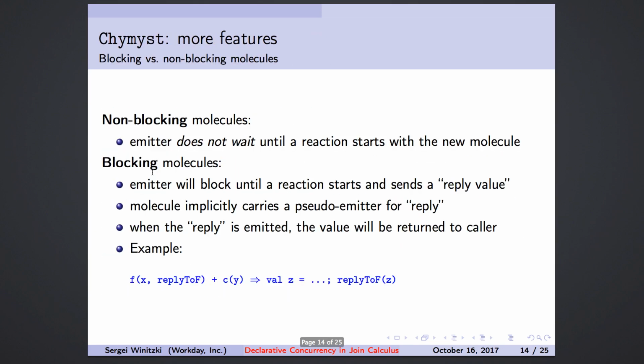Now, the blocking molecule emits the molecule and waits until a reaction consumes that molecule. At the same time, it's waiting for a reply. So the blocking molecule can extract a value from the reaction using the reply mechanism. So what is this reply? Well, reply is like a molecule that you emit from the reaction, but it doesn't go into the soup. It goes directly into the caller. It unblocks the caller.